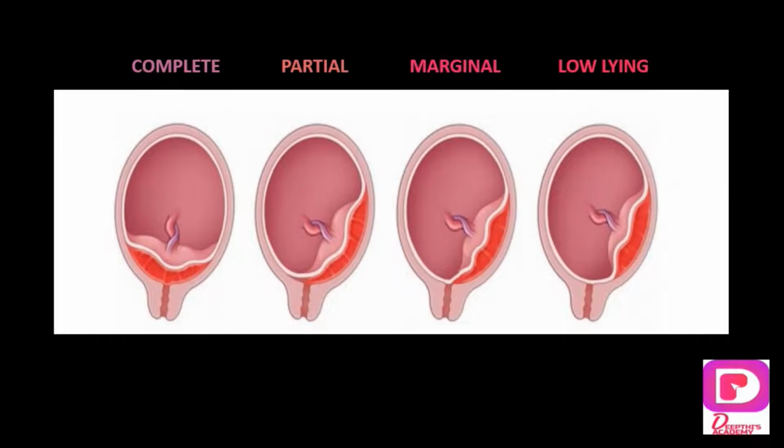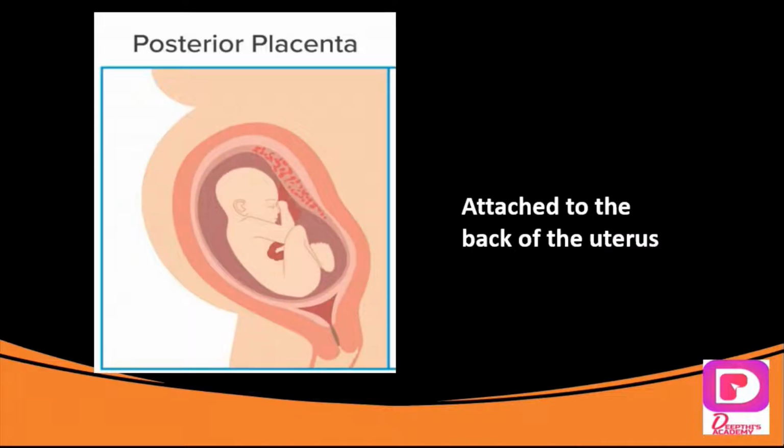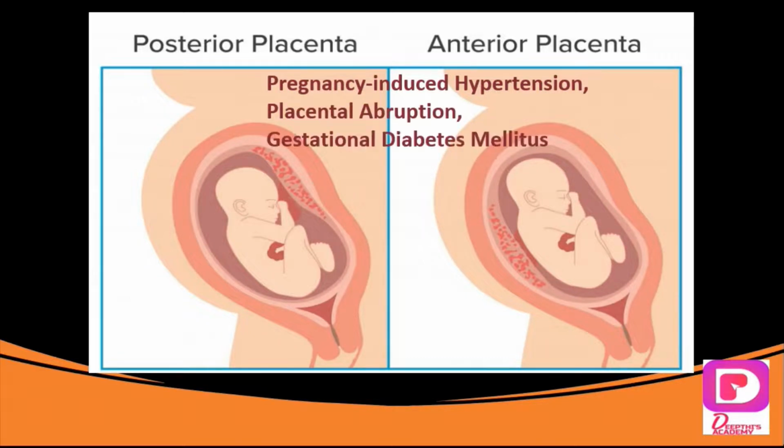An additional information. We have anterior placenta that is attached to the front of the uterus and posterior placenta that is attached to the back of the uterus. The implantation associated factors include increased risk of pregnancy-induced hypertension, placental abruption, and gestational diabetes mellitus.